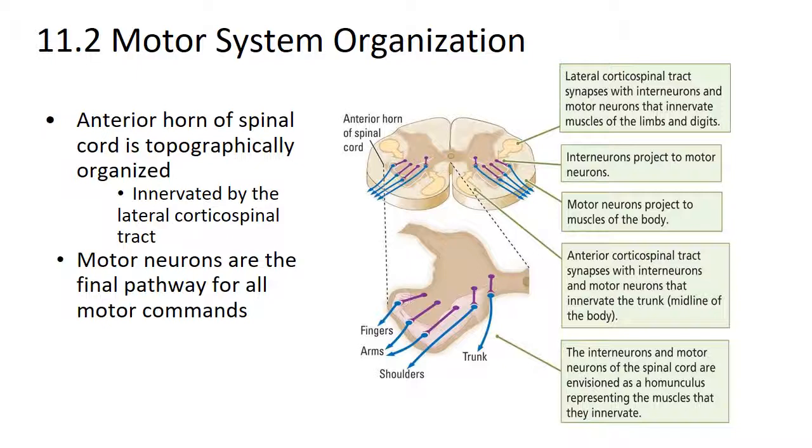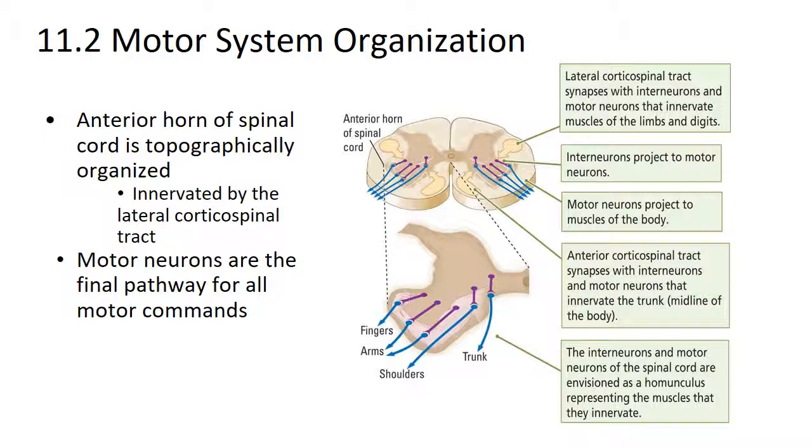The anterior horn of the spinal cord is topographically organized, so there's a little homunculus in there too. If you look at the image, you can see that within the anterior horn of the spinal cord, there's the area that's responsible for the fingers, right next to the arm area, which is right by the shoulder area, and then the trunk, or the inside of the shoulder.